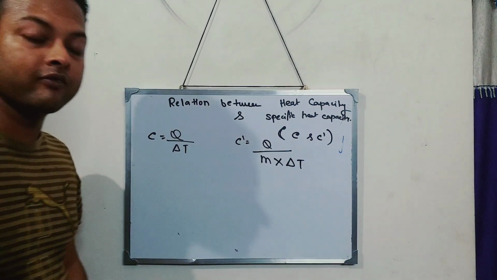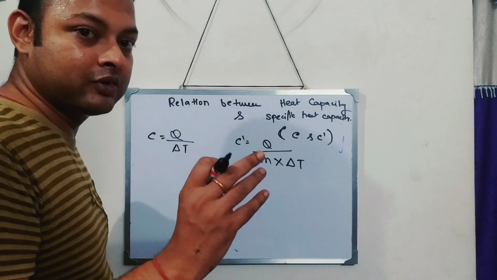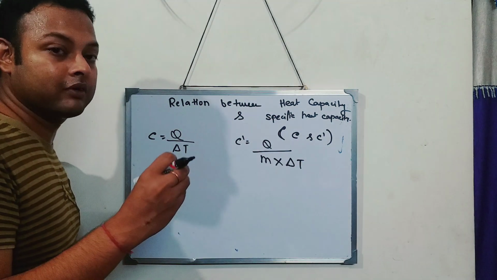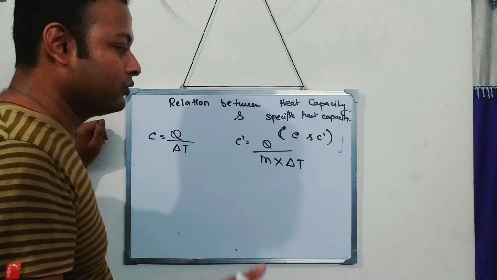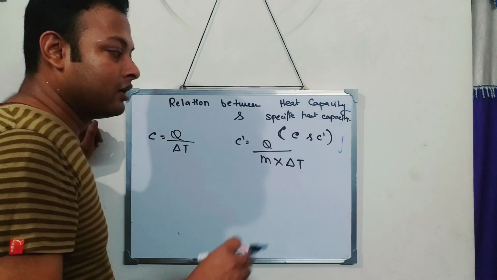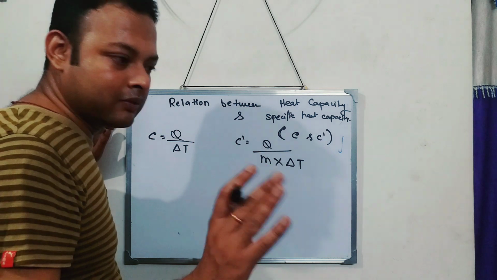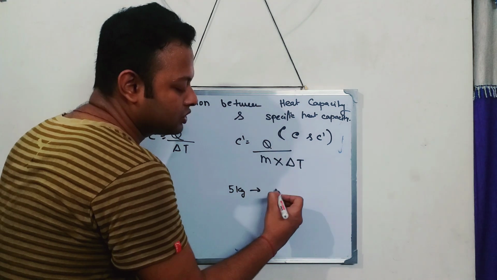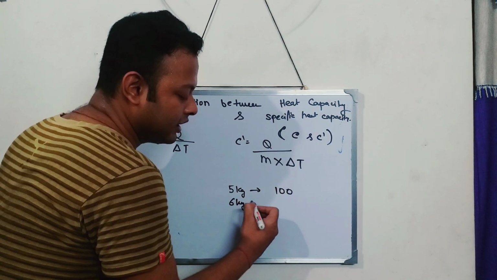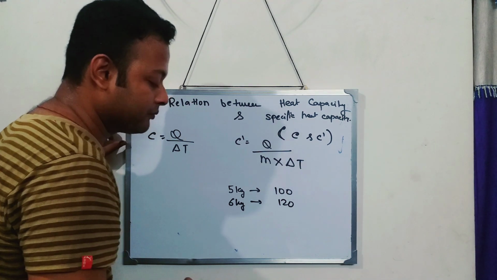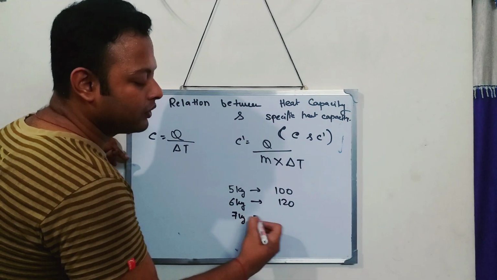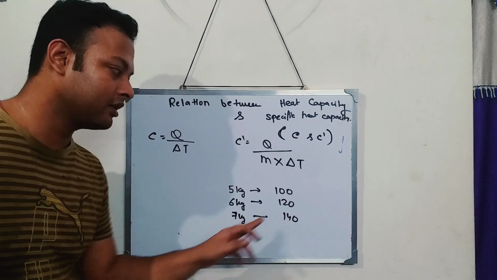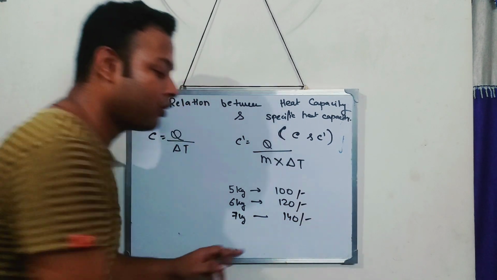Over the years I have seen this confusion happen to students in this chapter, about which depends on mass and which does not. So try to understand by a simple logic. 5 kg rice costs 100 rupees. 6 kg rice costs 120 rupees. 7 kg will cost 140. So you can see over here, as the mass increases, the price also increases.